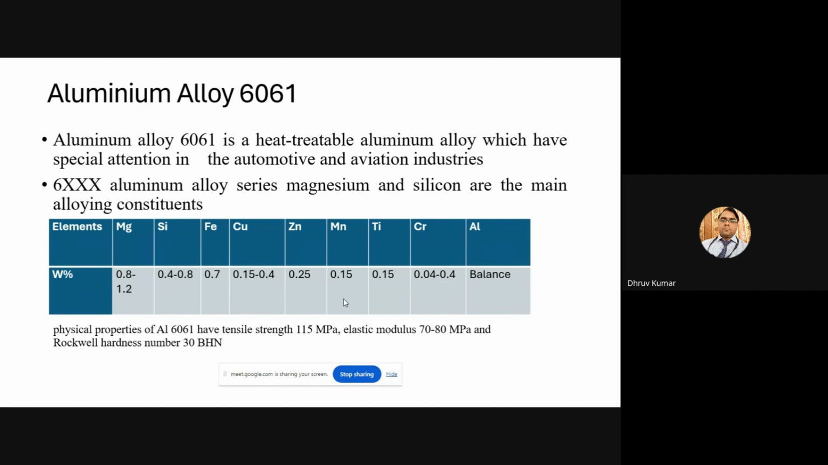Magnesium contains 0.8 to 1.2%, silicon 0.4 to 0.8%, iron is 0.7%, copper is 0.15 to 0.4%, zinc 0.25, manganese is 0.15, titanium is 0.15, and chromium is 0.04 to 0.35, and the balance is aluminum. So if we talk about the physical properties of aluminum alloy 6061, it has tensile strength 115 megapascal, elastic modulus 70 to 80 gigapascal, and hardness number is 30 BHN.